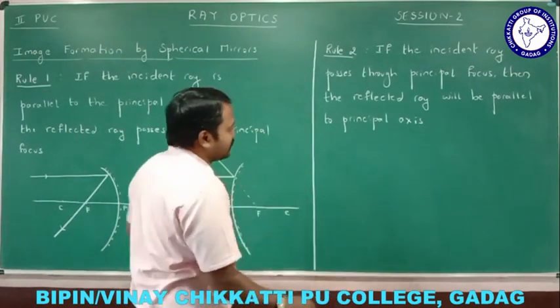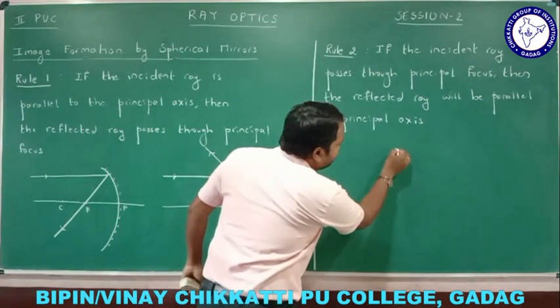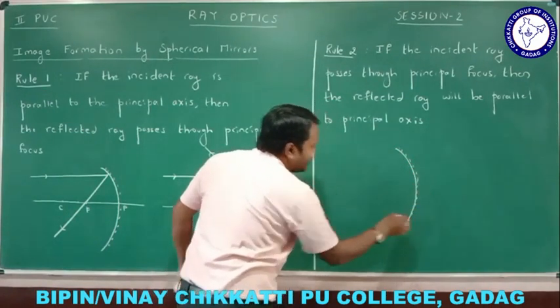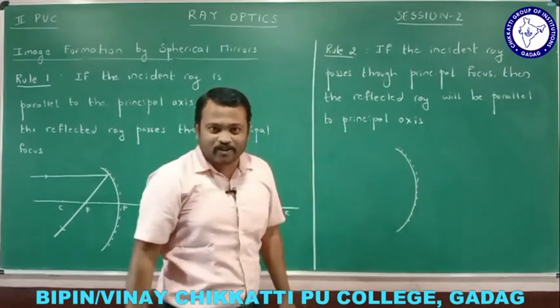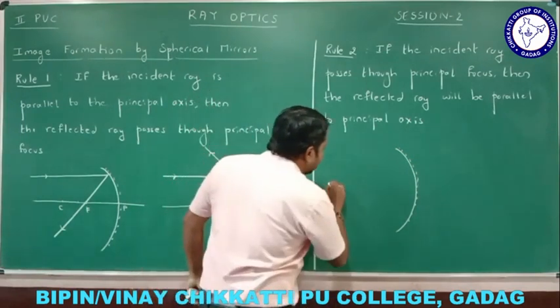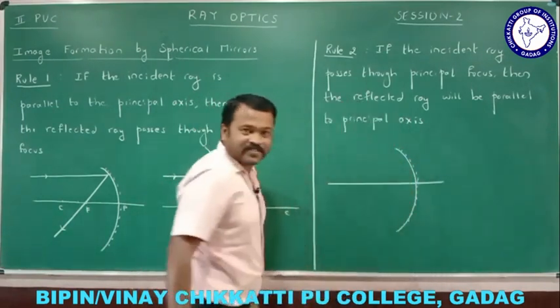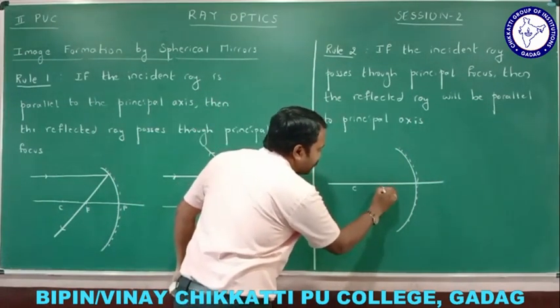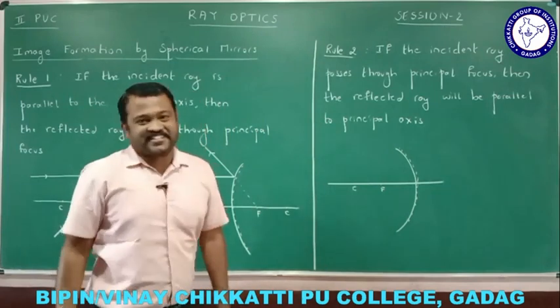Let me take this for both the mirrors. Let me start with the concave mirror. This is concave, whose reflecting surface is inside the curve. That is called as concave. This is the principal axis. This is the center of curvature, and exactly at the middle there will be principal focus.